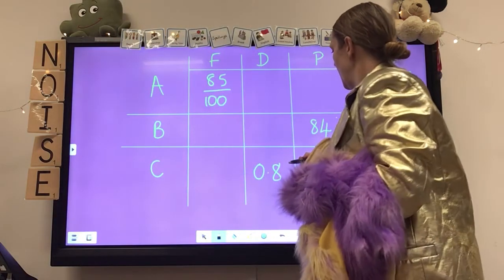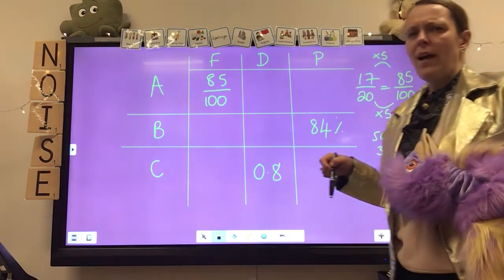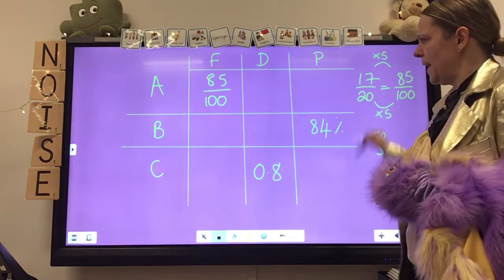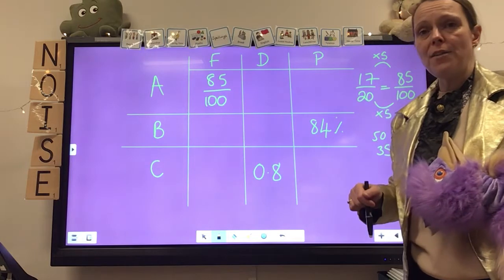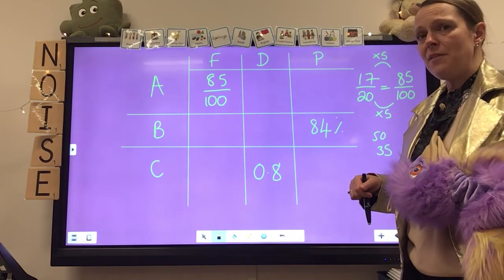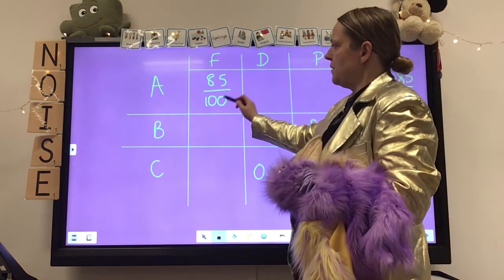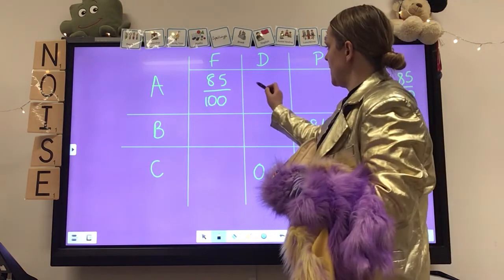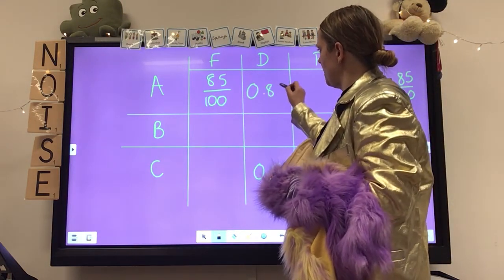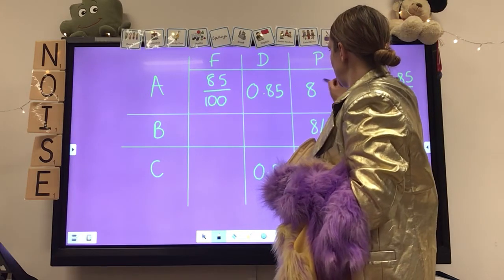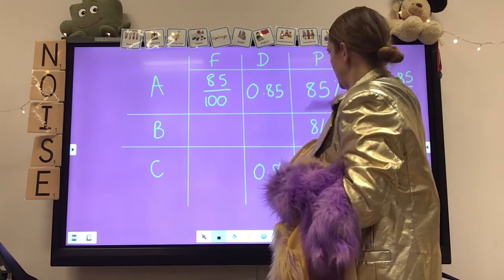Okay. Now pause the video now and have a go and see if you can fill in those gaps for me. Restart the video when you're done and let's see if you've got the right idea. If I know 85 out of 100, I know the decimal is 0.85 and percentage is 85%.